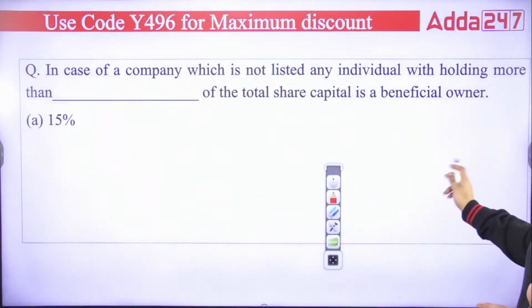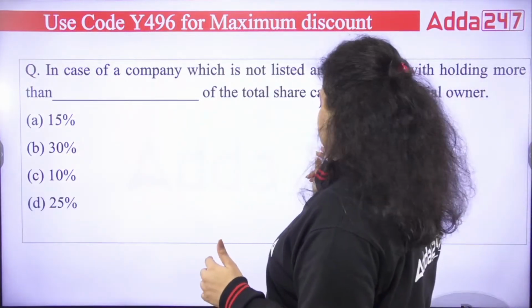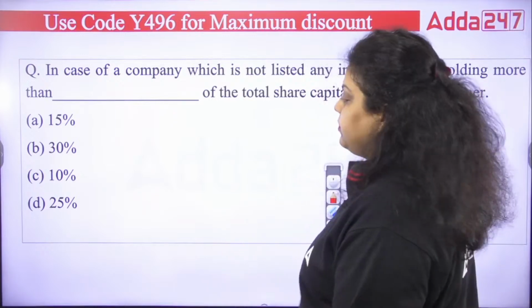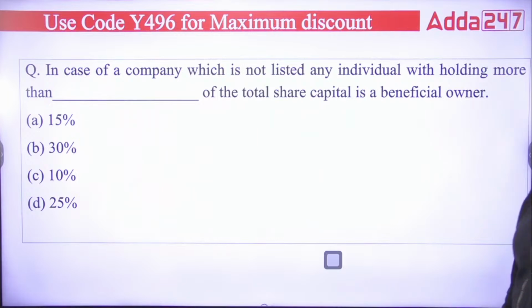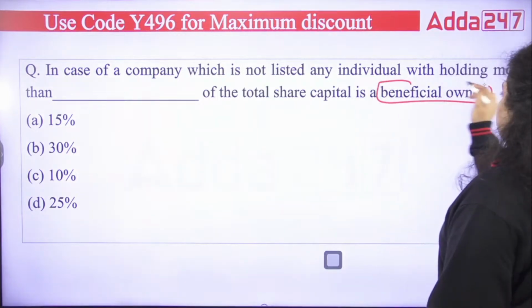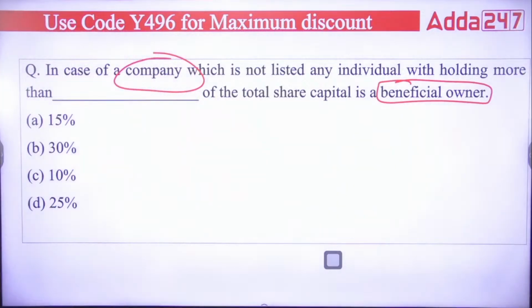So for the company, what percentage should it be? You have to answer that. For a company, what percentage should it be? 15%, 30%, 10% or 25%? A, B, C or D? To become a beneficial owner in a company, what percentage of holding is required in the share capital?